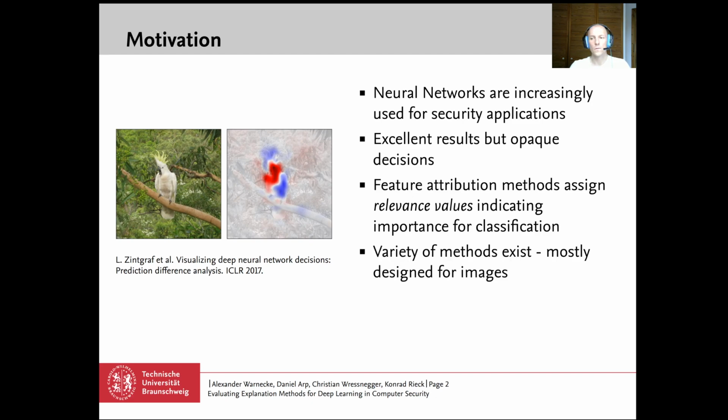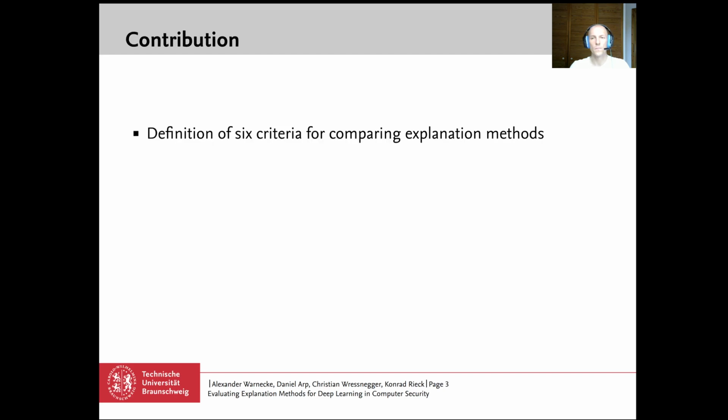However, a variety of feature attribution methods exist, and most of them are designed for images. Until now, it is an open question which of these methods are suited for the computer security domain and how one can compare explanation methods at all. We are going to tackle these questions in the upcoming talk.